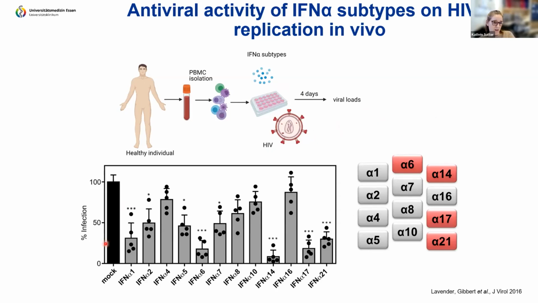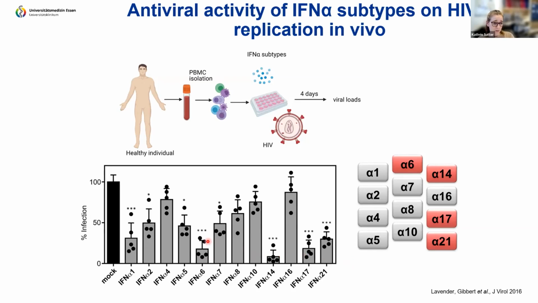And this is how it looks. So when we had the untreated cells, we normalized this to 100% infection. And then we had a look at the different interferons. So this is interferon alpha 2, which is also used in the clinics. You see 50% reduction in infection. However, there are other interferons like alpha 6, alpha 14, 17, 21, which are much, much more potent in inhibiting HIV infection.